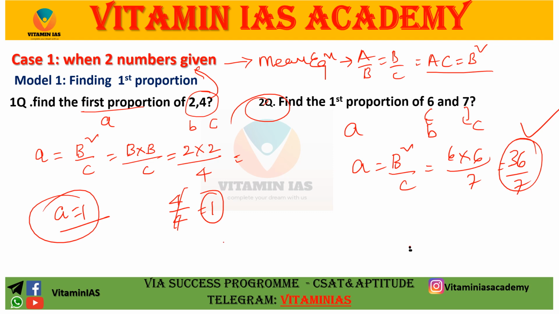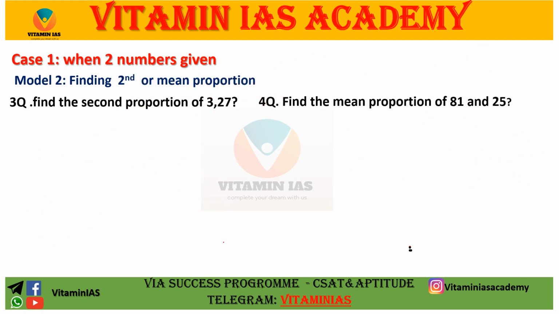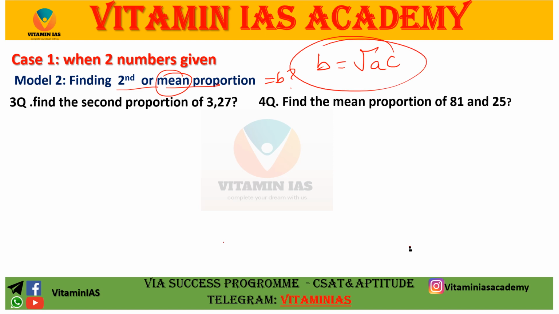In the same way, we can calculate the second proportion, or mean proportion. Second proportion or mean proportion means we have to calculate B. From the mean equation, B is equal to root AC. Here the second proportion means B you want, and 3, 27: 3 will be A and 27 will be C.